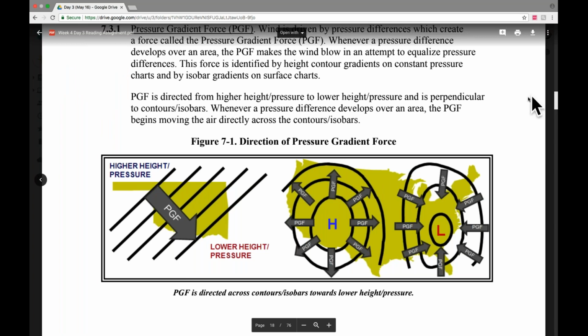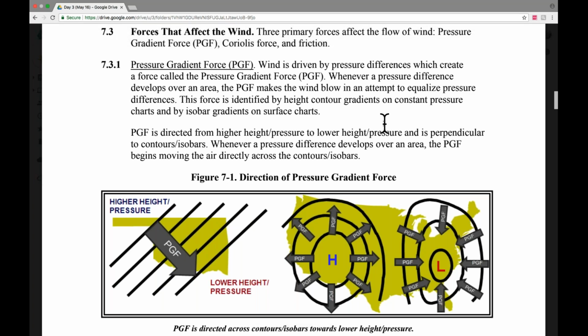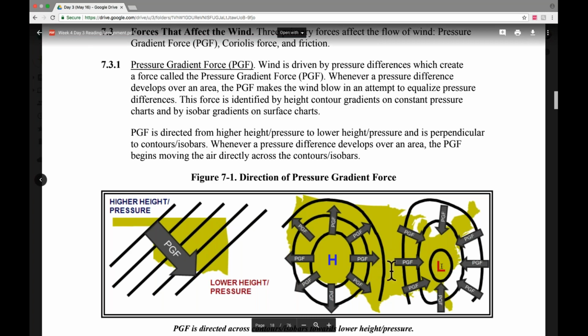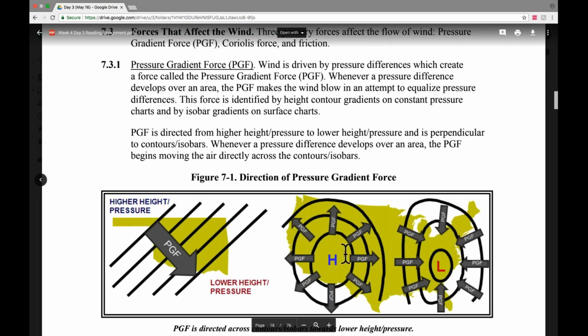So that pressure gradient is what's creating the wind. It is one of the forces creating the wind. Whenever a pressure difference develops over an area, the pressure gradient force makes the wind blow in an attempt to equalize the pressure differences. This force is identified by height contour gradients on constant pressure charts and by isobar gradients on surface charts. So basically, the higher speed winds are going to be with a tighter pressure gradient force. There's lower speed winds when there's more spacing between the gradients. It's going to be a much more calm wind.